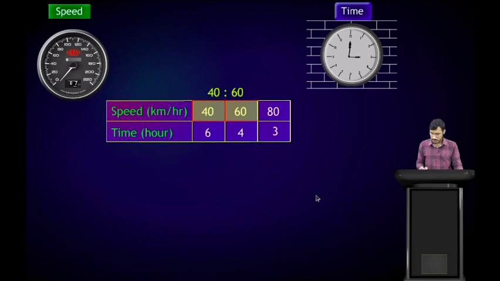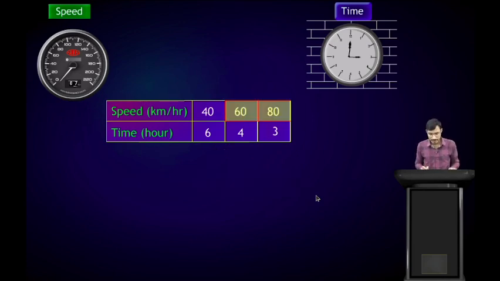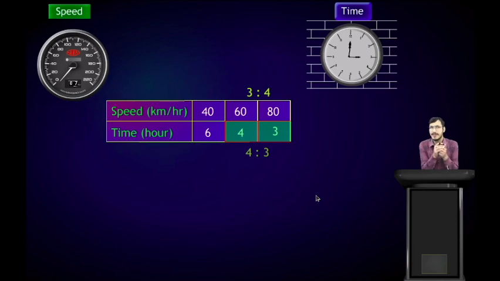Now here, 40 to 60 in the first and second example. So the ratio 40 to 60 is equal to 2:3, and the ratio between the times is 6:4. So 6:4 means 3:2, and 3:2 is the inverse of the ratio 2:3. So 2:3 is the inverse of the ratio 3:2. That means here the quantities are related inversely.